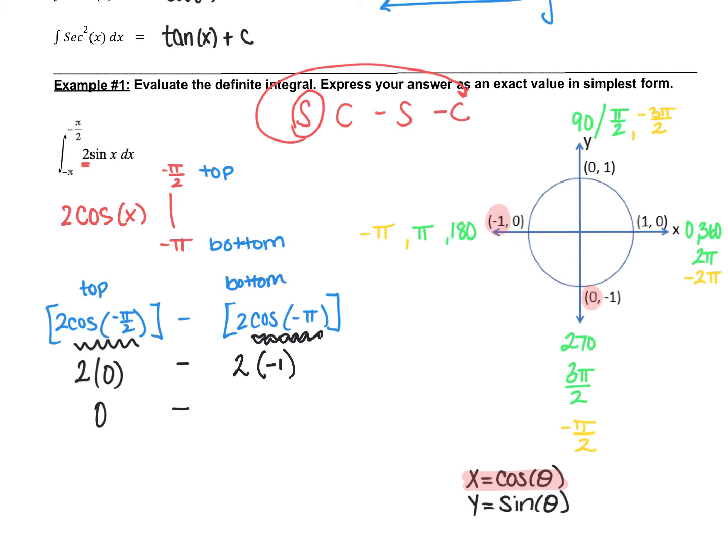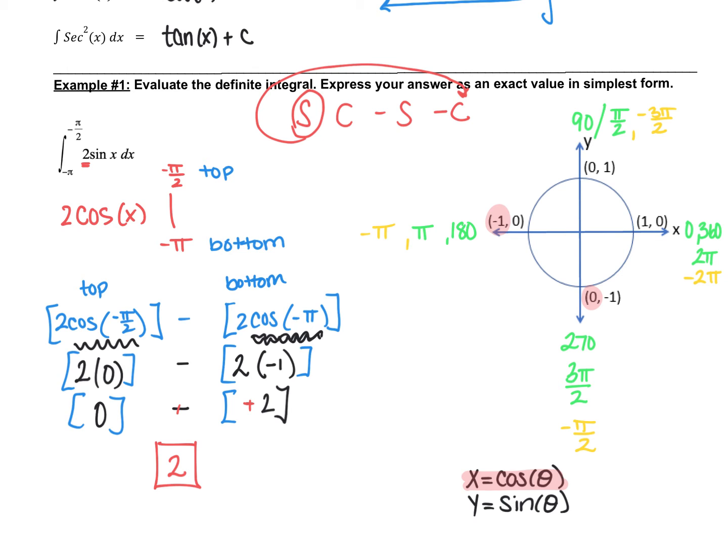If we keep this in brackets, we'll see what's happening. We've got 0, and then 2 times negative 1 is negative 2. So we've got 0 minus negative 2. That's a double negative there, so it's really saying 0 plus 2, which is 2. So that is my evaluation of this definite integral using trigonometry.